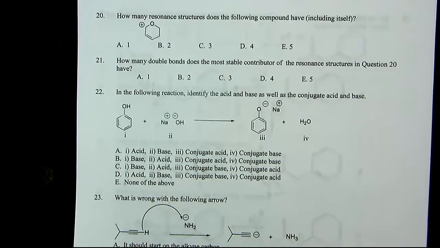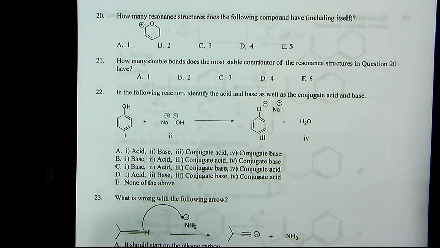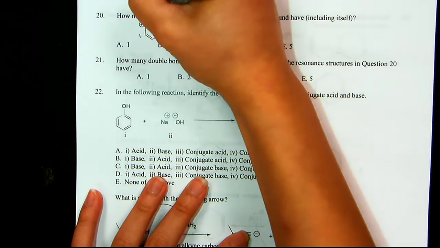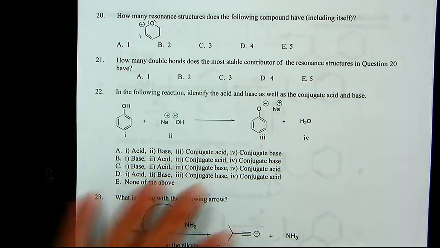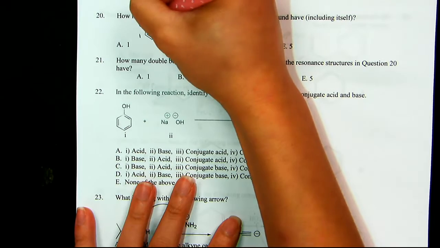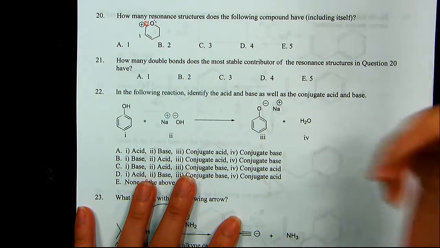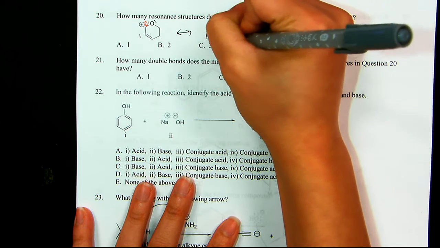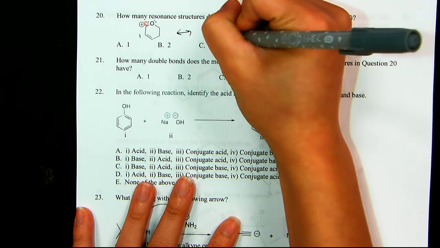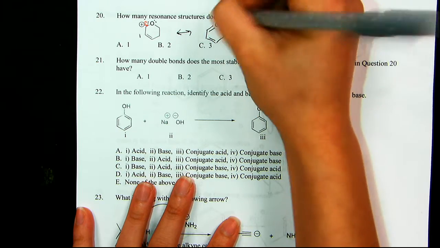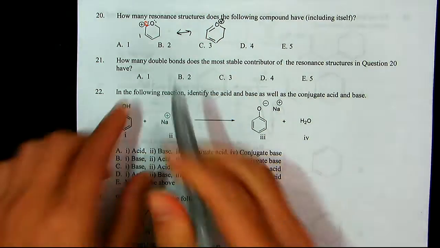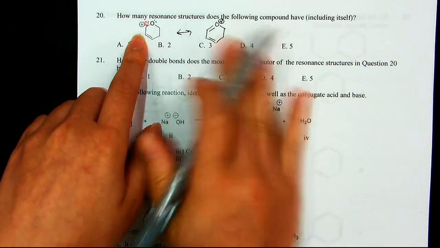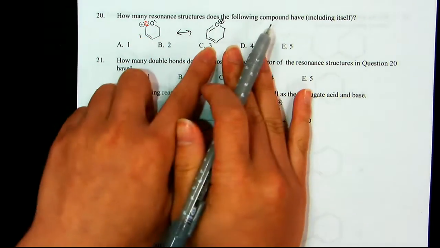Number 20, how many resonance structures does a compound have, including itself? So, we're going to do one of the resonance structures. We have a couple ways to do this. If we move this pi bond down to this carbon-oxygen bond, we will get a double bond here, double bond stays there. So now we have a positive charge with oxygen. So see how we maintain this positive charge, still positively charged here.